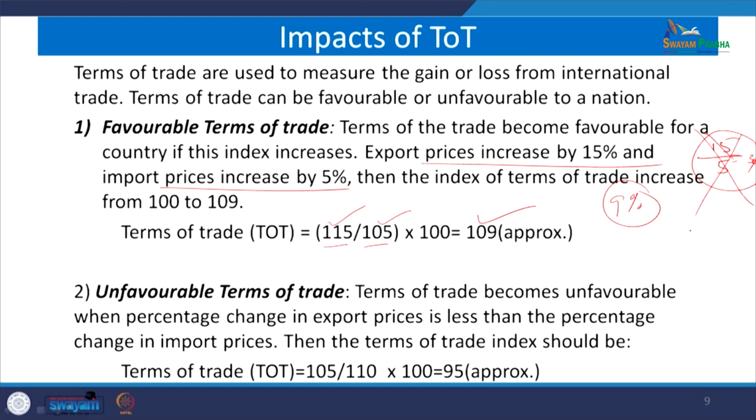So, what about unfavorable, as against? If the export increases by 5%, I mean if it is 105, and the import is 110, now import rises by 10%, whereas export rises by 5%. So, the result boils down to 95, which is less than 100. So, therefore, it is unfavorable.